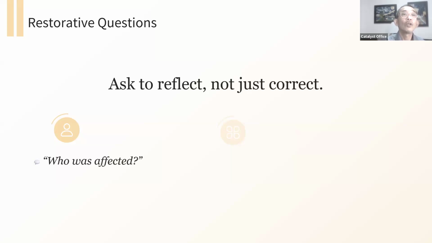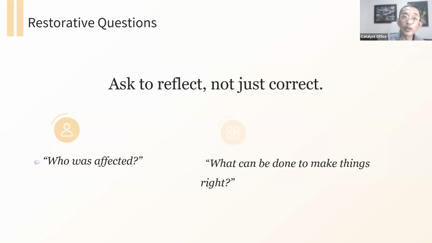Now, you ask questions like who was affected by what you did? All right? What can be done to make things right? Okay? So you are enabling the student to think about the offense in this way. All right? So those are what we call restorative questions.